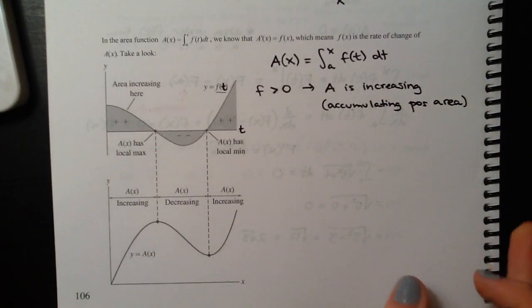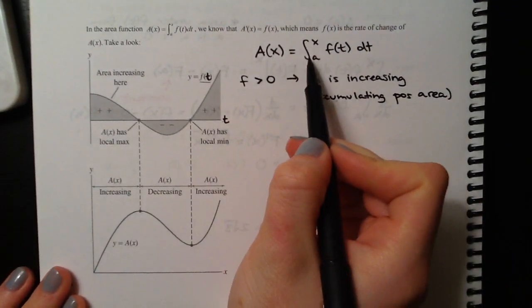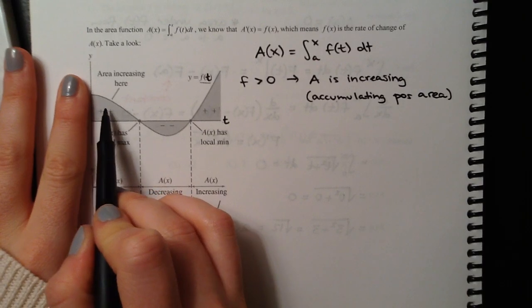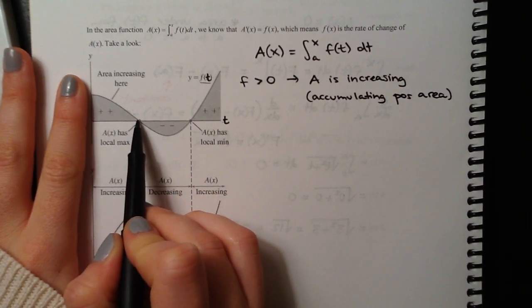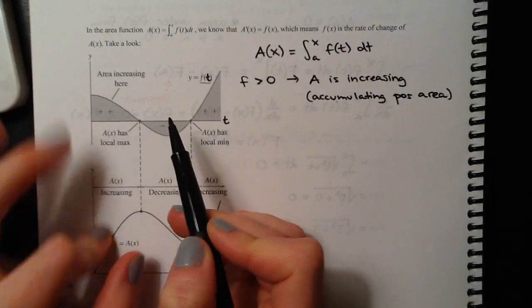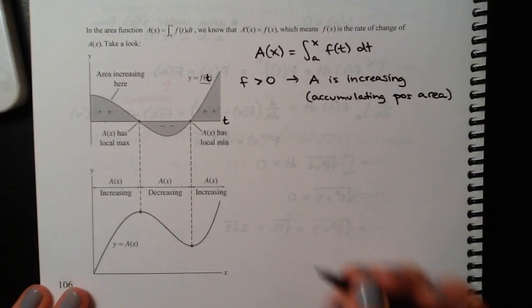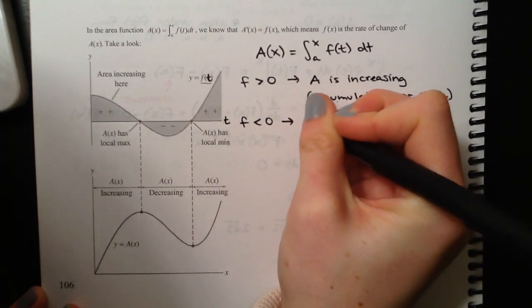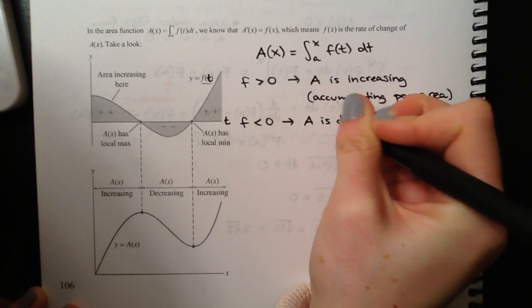Okay, because remember, what A of x represents is the area function. It is the area under this curve from a to x. So if I start right here and I start moving over to the right up until this point, I'm picking up more and more positive area. So that should make sense that the area is increasing. So that's what happens down here. So then very similarly, we can say when f is negative, that means that A is decreasing.